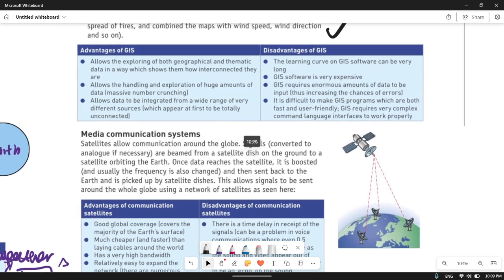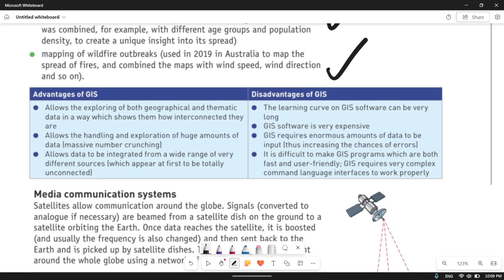Great. So advantages of GIS: it allows the exploring of both geographic and thematic data in a way which shows how interconnected they are. It allows the handling and exploration of huge amounts of data. So now you have a lot of data, and once you use GIS to present it, you can see it in a very easy, easy to understand form.